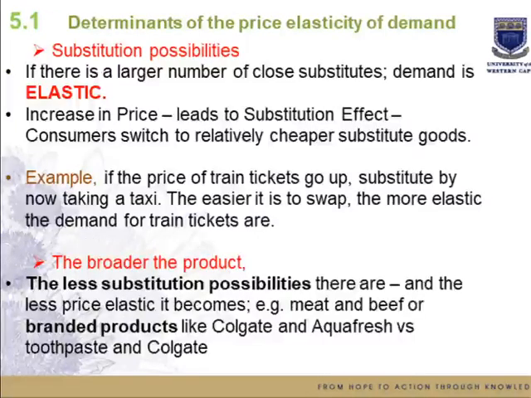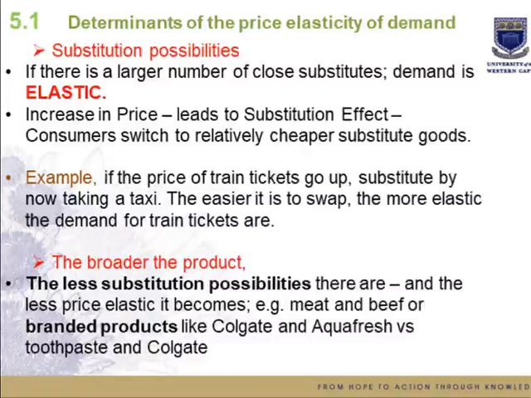The first determinant is substitution possibilities. Consumers react more to a price change of a product if they know that there are possible products or alternatives that can be used in place of the current product without decreasing their utility or satisfaction. Therefore, the existence of a large number of close substitutes makes the demand for a product elastic.